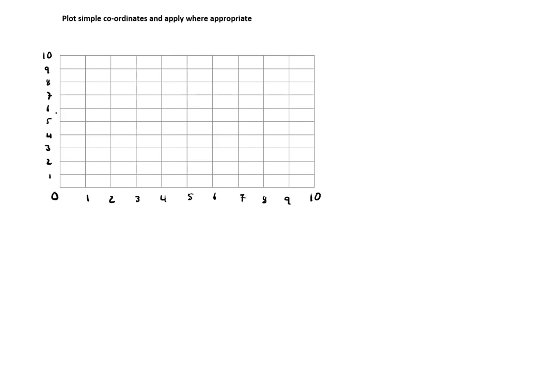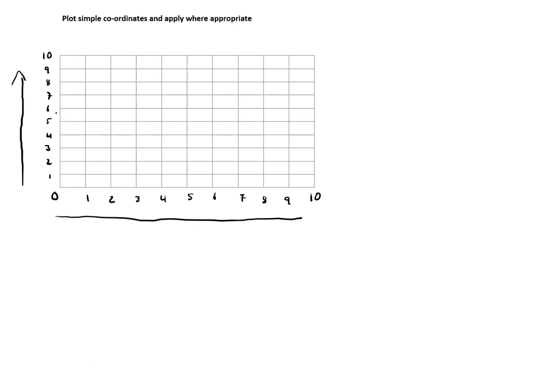In this short walkthrough video, we're going to show you how to plot coordinates and then apply that knowledge where appropriate. So let's start with an example. Here in front of us is a grid. You can see along the horizontal row, so this row here, it includes the numbers 1 to 10 corresponding with the lines, and then along the vertical row, which is this row here, it also contains the numbers 1 to 10.